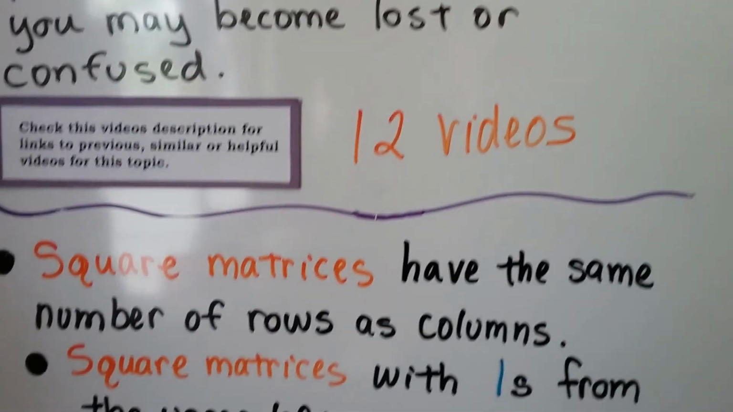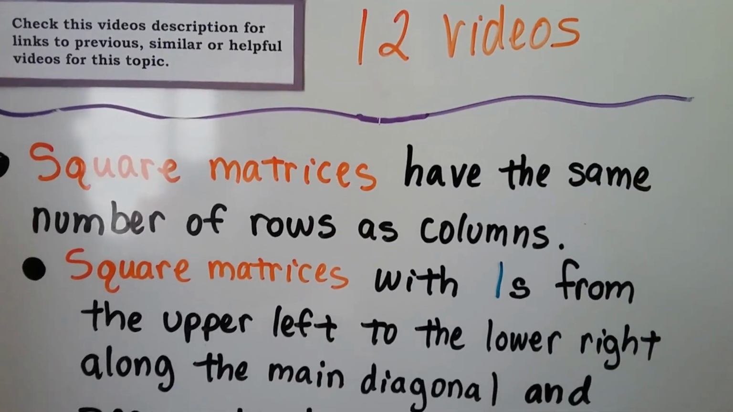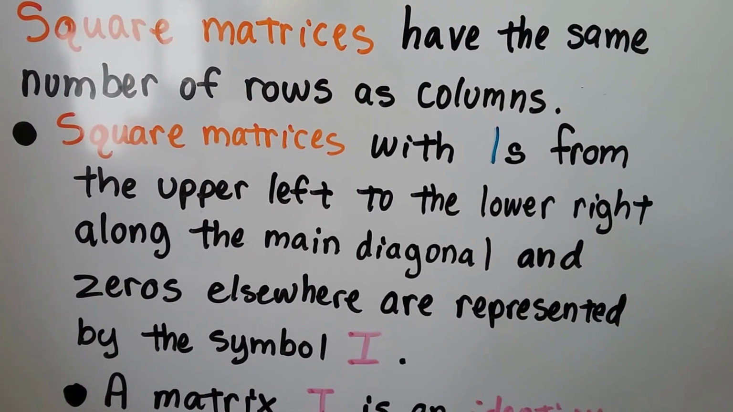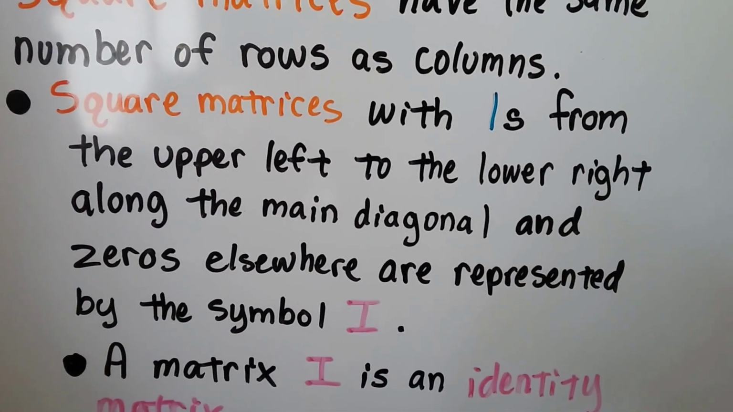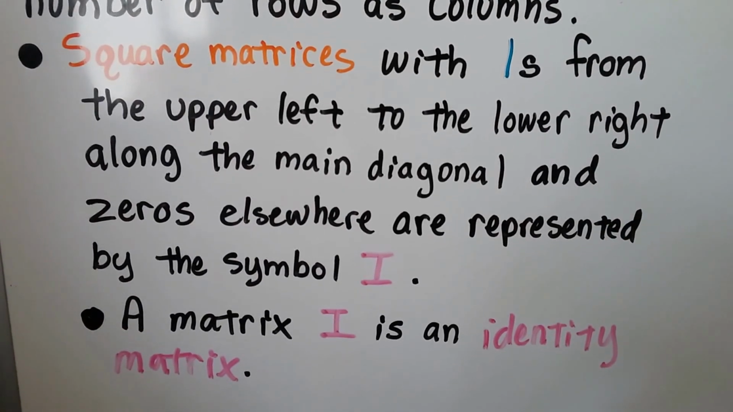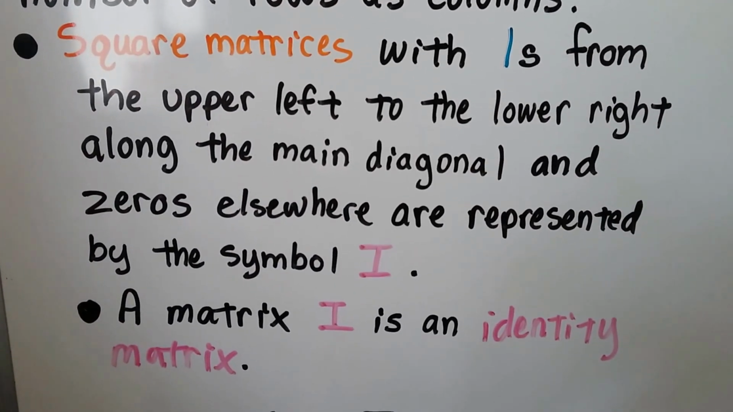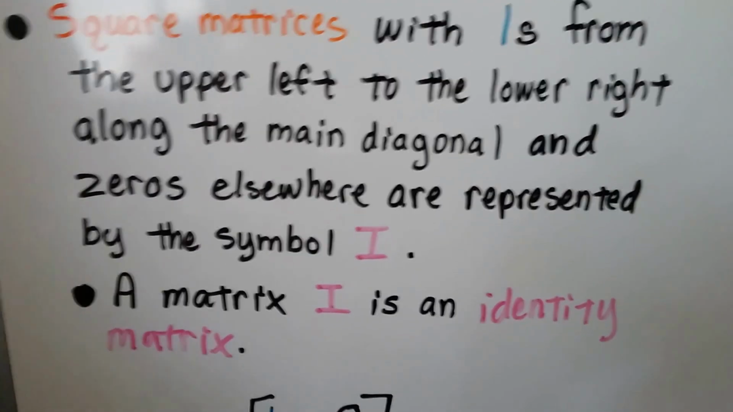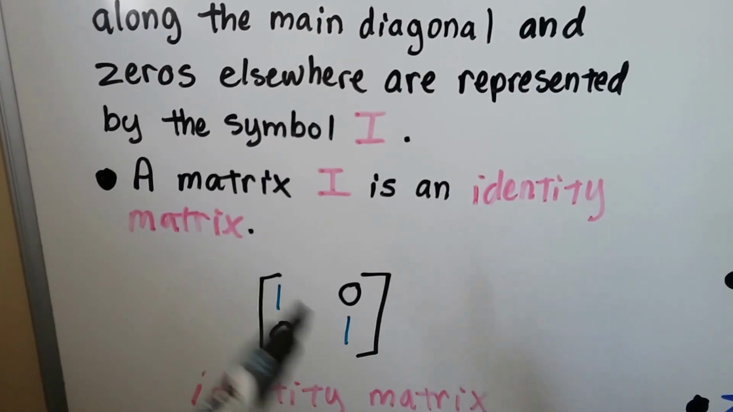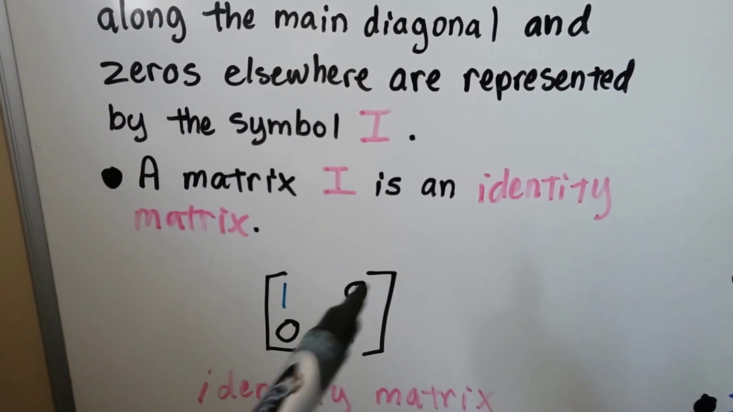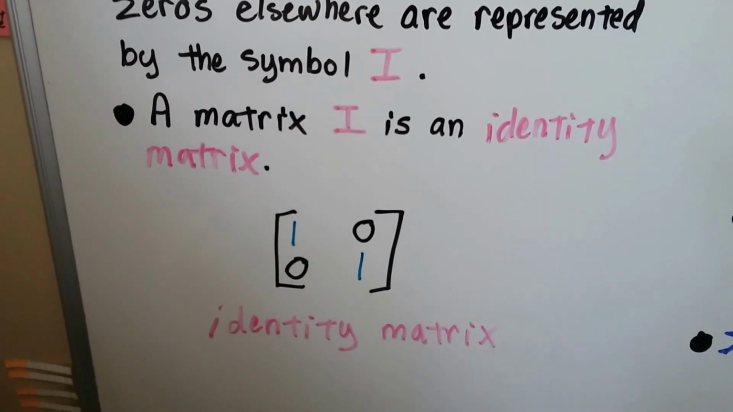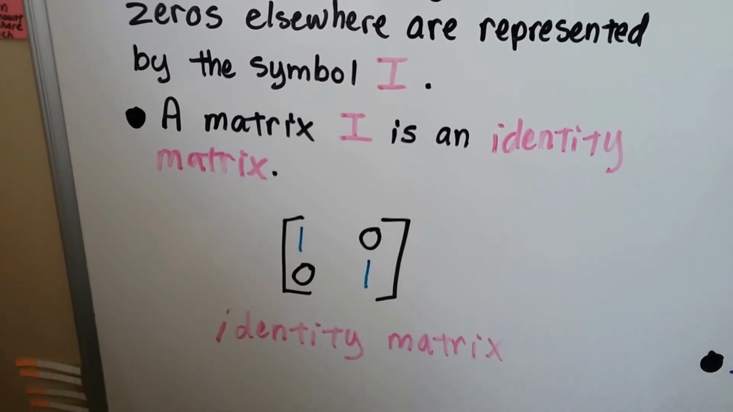Square matrices have the same number of rows as columns, and square matrices with ones from the upper left to the lower right along the main diagonal and zeros elsewhere are represented by the symbol I, the capital I. It'll look like this. See? It's got ones for the main diagonal and zeros elsewhere. And matrix I is an identity matrix. This is an identity matrix, all right?